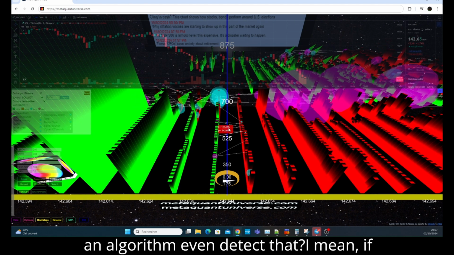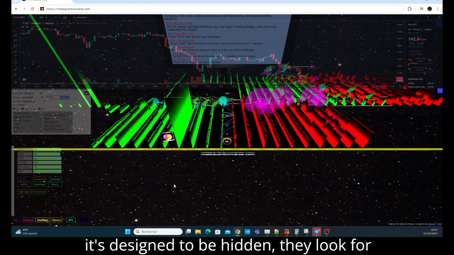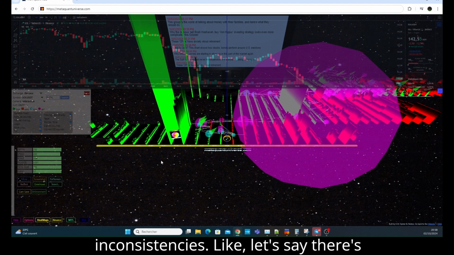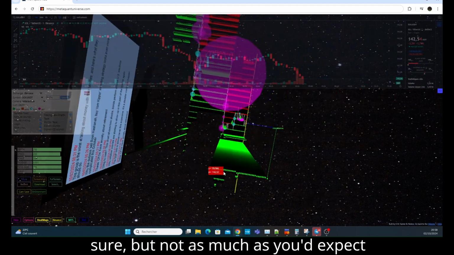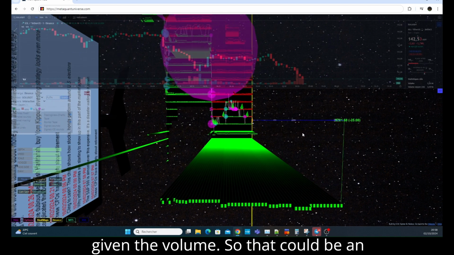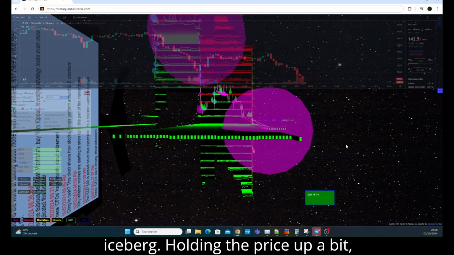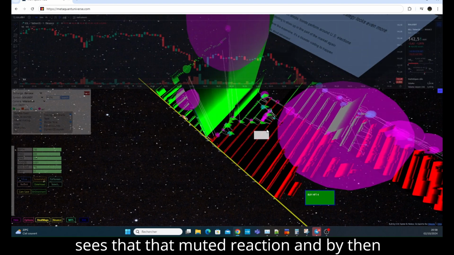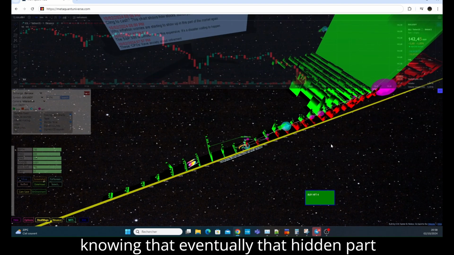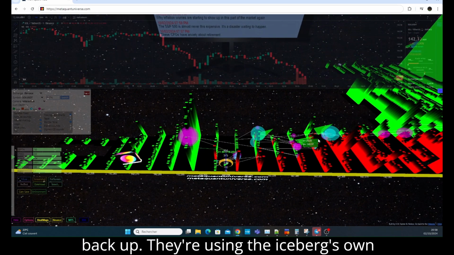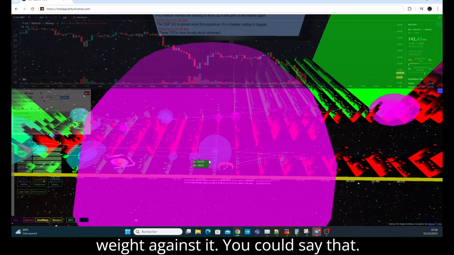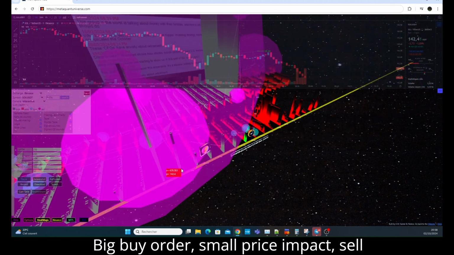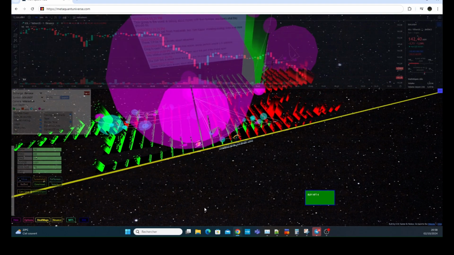Sneaky. But how does an algorithm even detect that, if it's designed to be hidden? They look for the subtle clues, the little inconsistencies. Like, let's say there's this big sell order, right? Price dips, sure, but not as much as you'd expect given the volume. So that could be an iceberg, holding the price up a bit. That's HFT buy signal 2, or buy iceberg, as our sources call it. So the algorithm sees that muted reaction and buys, knowing that eventually that hidden part of the iceberg is going to push the price back up. They're using the iceberg's own weight against it. You could say that, yeah. Of course, the opposite is true, too. Big buy order, small price impact, sell iceberg.